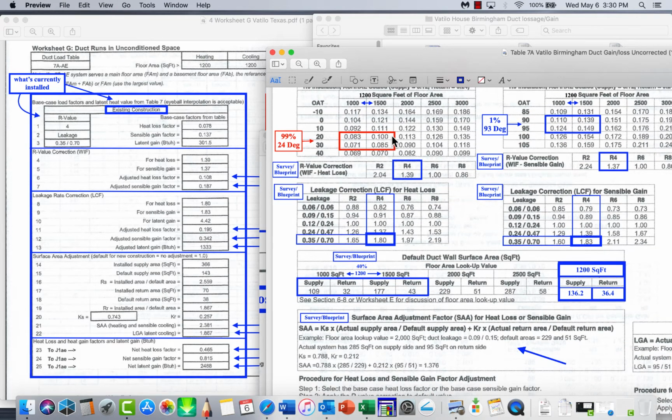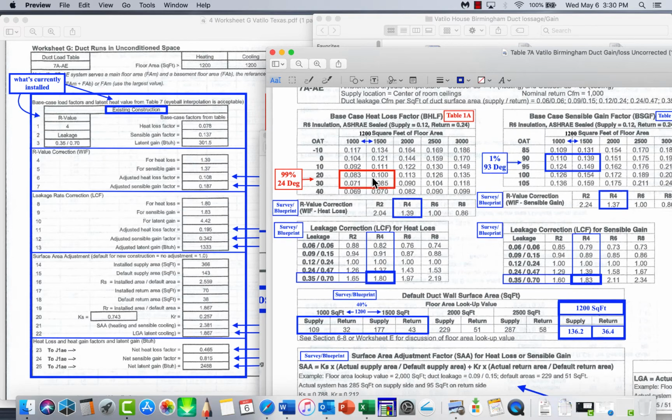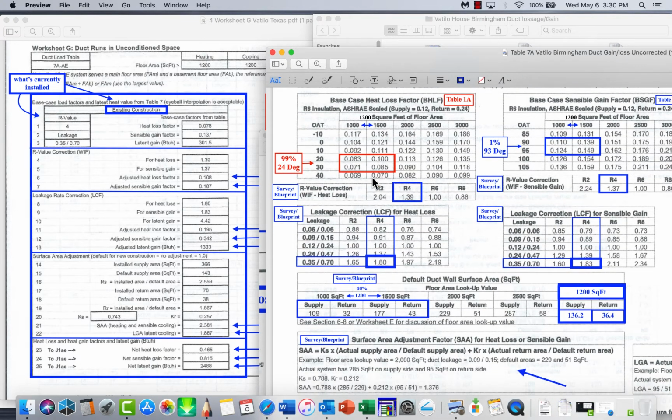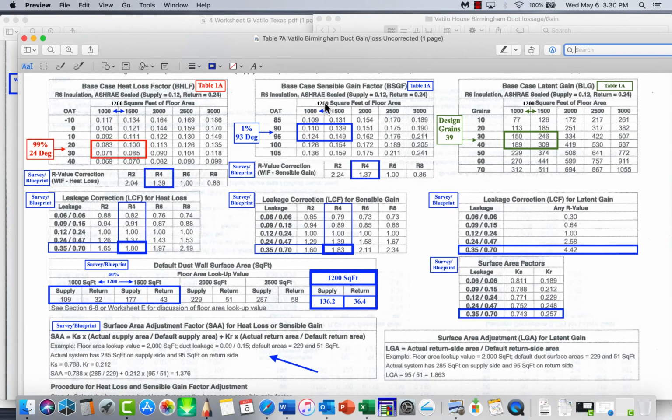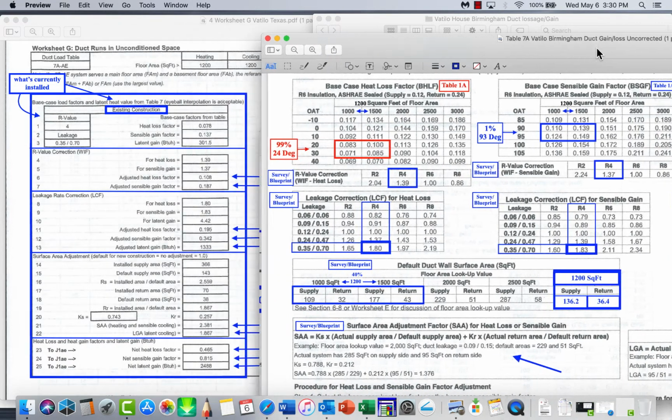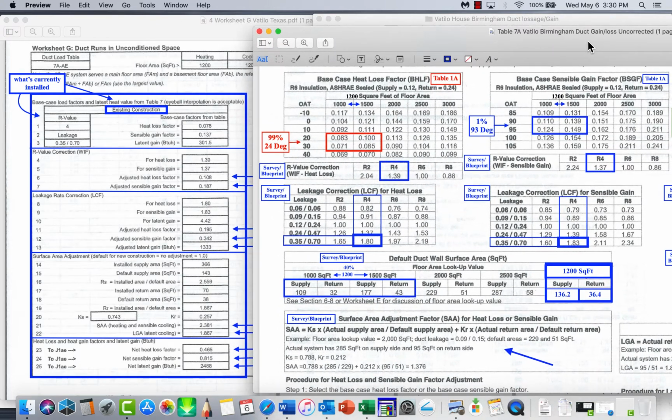Now, if you need to learn how to actually find this number, you can look at the base case or the sensible gain factor videos or the latent gain videos. Like I said, any one of these videos right here, all three of them show exactly how to find this number. So we're just going to use what we came up with. So finding 40% in between both of those numbers, our default supply number for 1,200 square foot is actually 136.2.